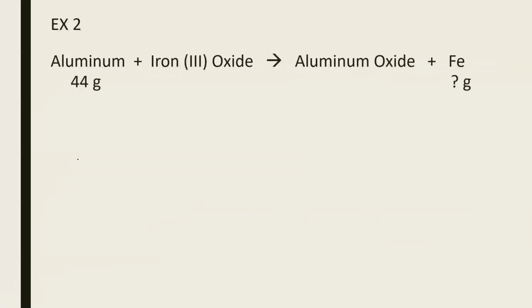All right, second example. So the first thing you have to do is write out the chemical equation, then balance it, and then stoichiometry. So pause the video, try that. All right, so writing the symbols first. I've got aluminum plus iron oxide. I'm not worrying about charges or diatomic right now. Yields aluminum oxide plus iron.